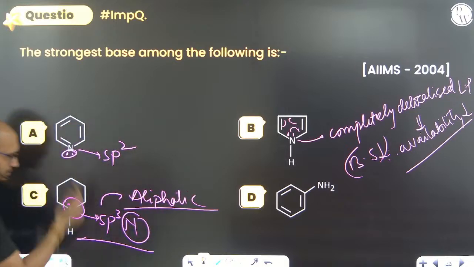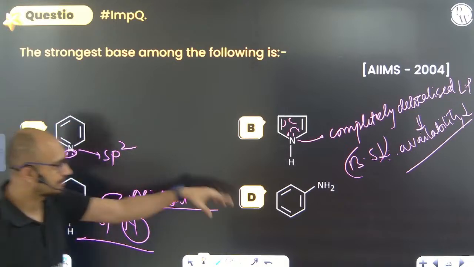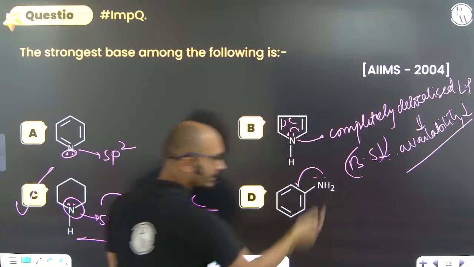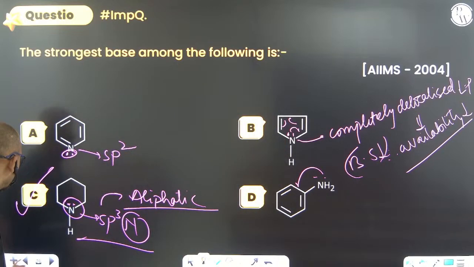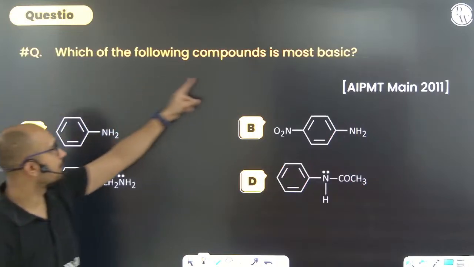अगर aliphatic है तो सीधी बात है कि सबसे ज्यादा बेसिक यही होगा. इनकी बात करोगे तो यहाँ पे भी क्या हो रहा है? Delocalization. हटाओ, बात ही हटाओ, आगे बढ़ो. Which of the following compound is most basic?